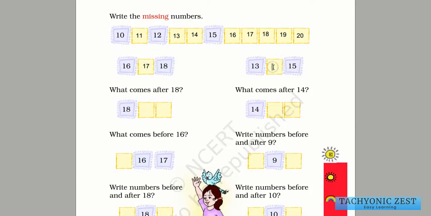Here it is 16, then it will be 17, then it will be 18. Okay, here also we have to write the missing number. So 13, then after 13 what is there? So let us count from 10.